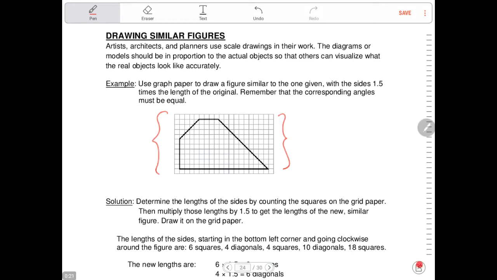Basically what's going to happen in this lesson is you're going to have an original figure of various shapes, and they're going to want you to draw a new one. Now the new one could be bigger, which would be an enlargement. It could be smaller, which is a reduction. In either case, there's a very simple way of getting there. What you're going to do is simply this.